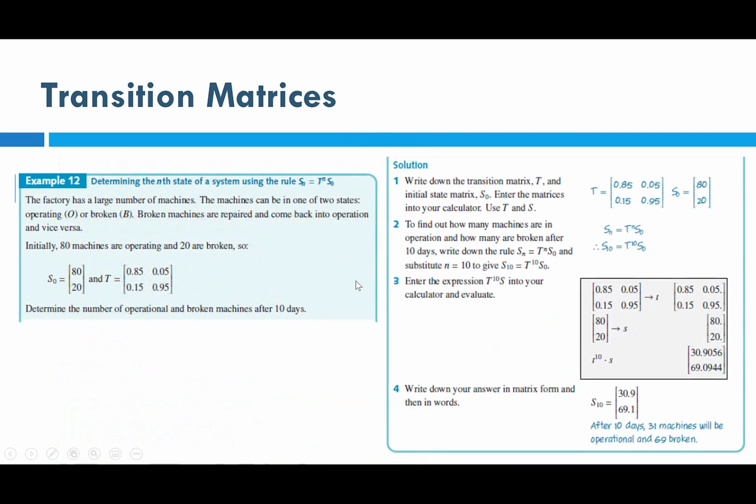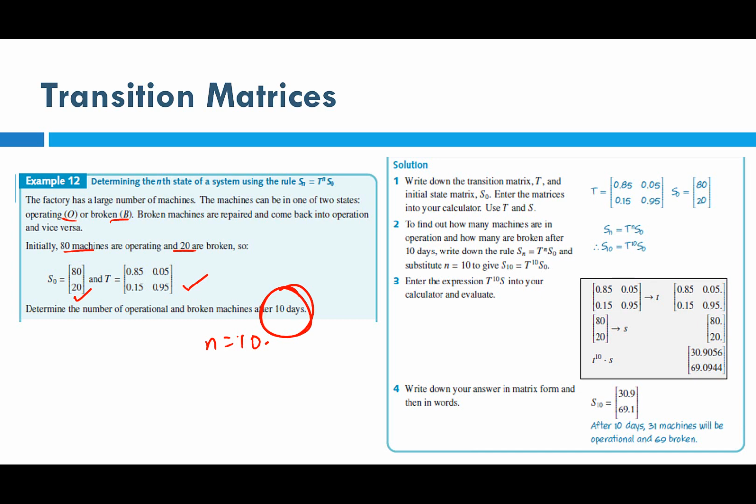Right. Example. The factory has a large number of machines. The machines can now be in one of two states. Again, we're going operating or broken. Broken machines are repaired and come back into operation and vice versa. Initially, there are 80 machines operating and 20 are broken. We've got our initial, we've got our transition. Determine after 10 days. Simple. It's n, yeah? n is equal to 10. That's what we've got to remember here.